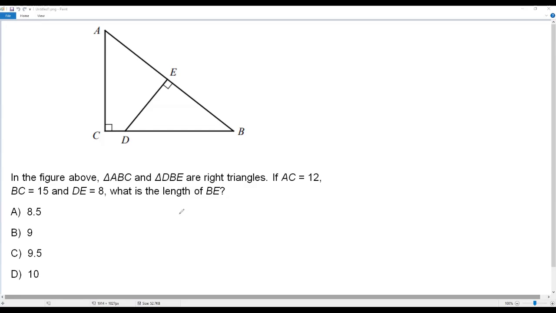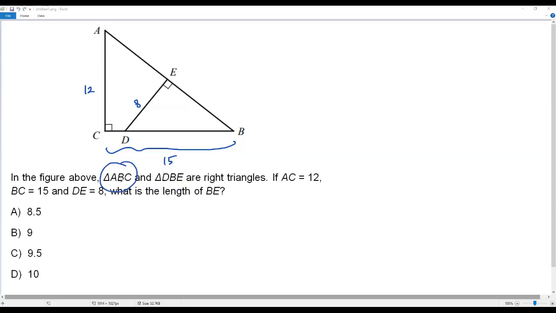Okay, here we have two right triangles in the figure above, ABC and DBE. The length of the side AC is 12, the length of the side BC over here is 15, and the length of the line segment DE over here is 8, and we have to find the length of the line segment BE. Now let me consider the two right triangles ABC and DBE.